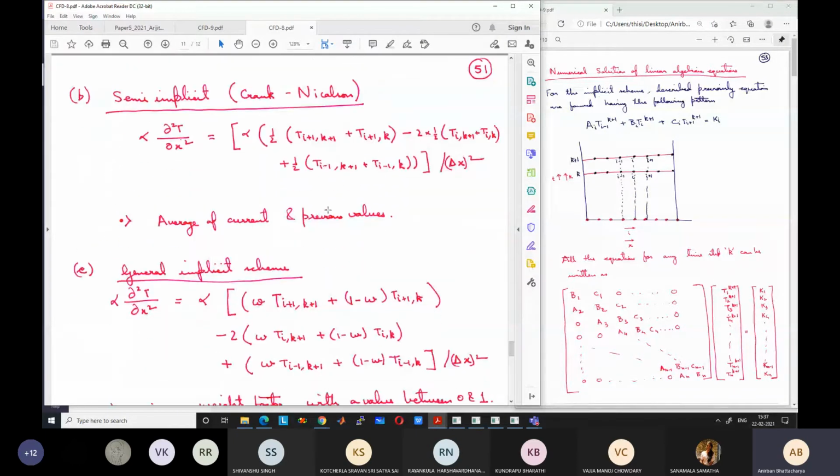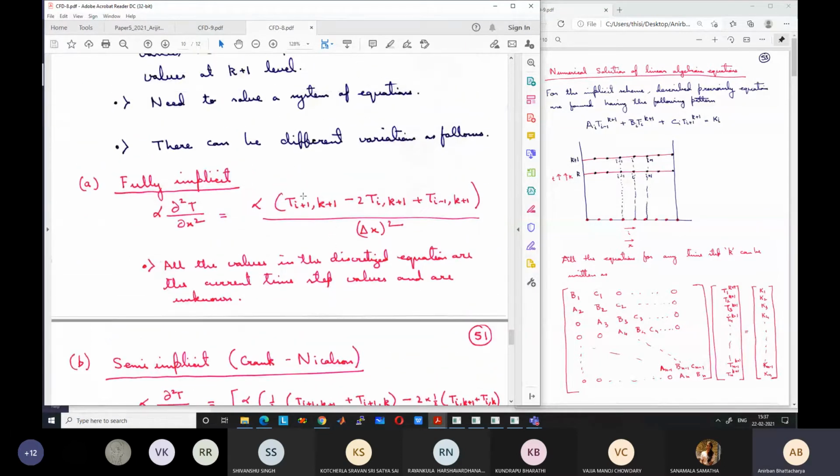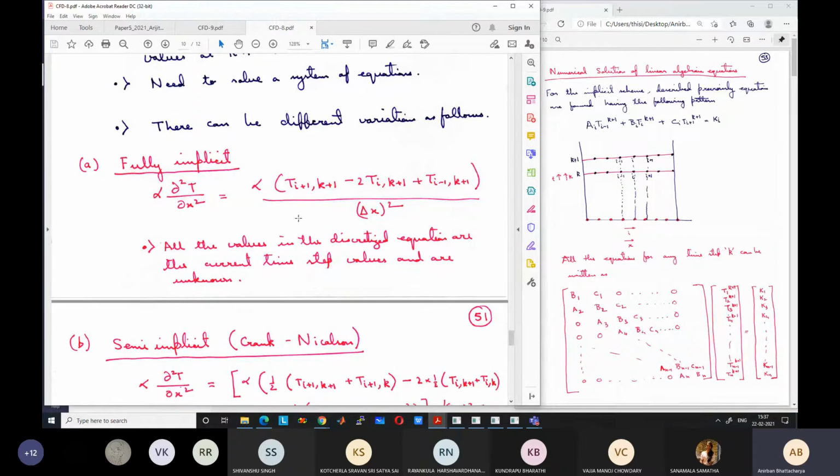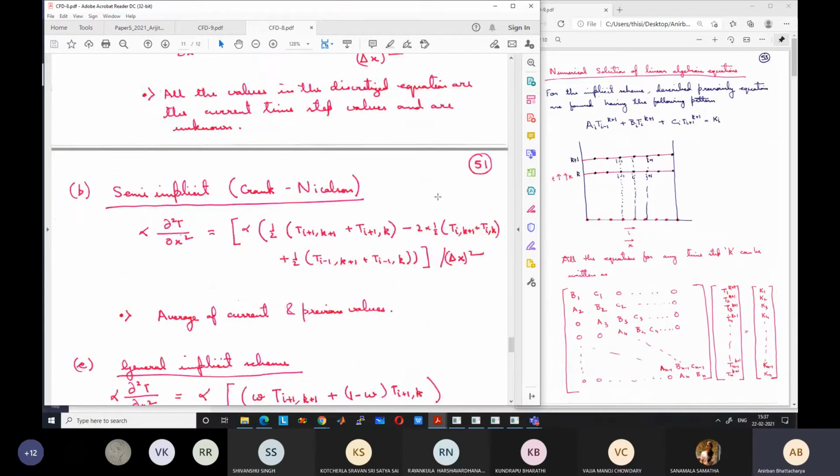We can calculate based on the new time step values or a mixture of new and old time step values. If we do this, in the equations, the unknowns are themselves dependent on other unknowns. So they cannot be solved directly. What happens is that you have a set of equations and a set of unknowns. If you have n points, you will have n unknowns and n equations. So we have to simultaneously solve these n equations and n unknowns to get their values.